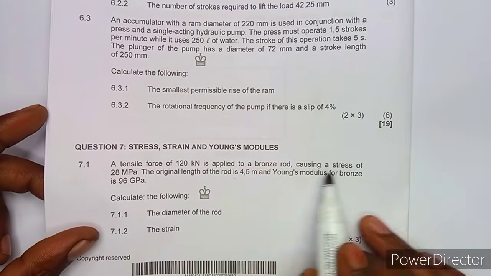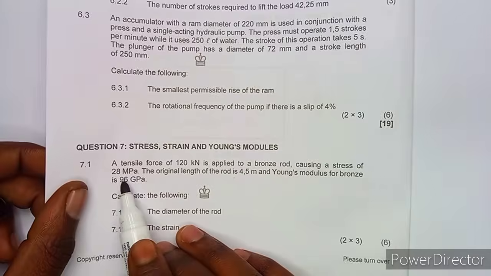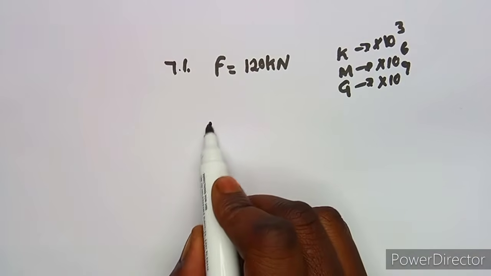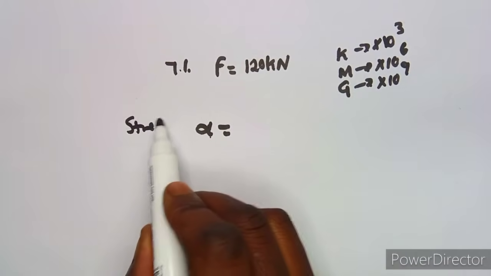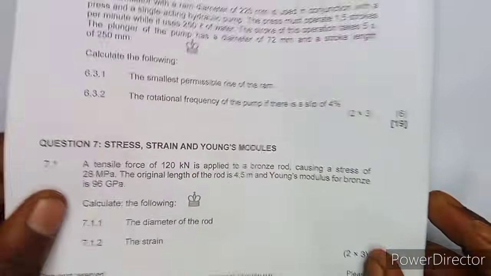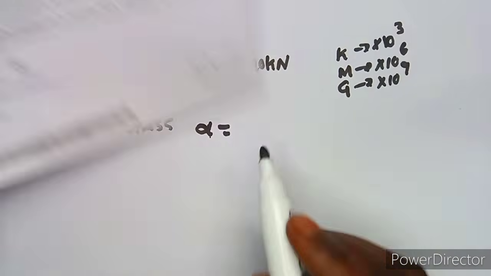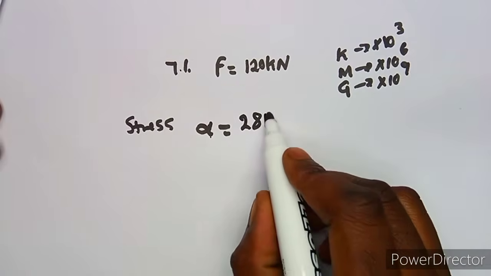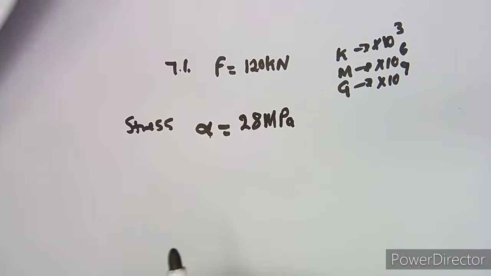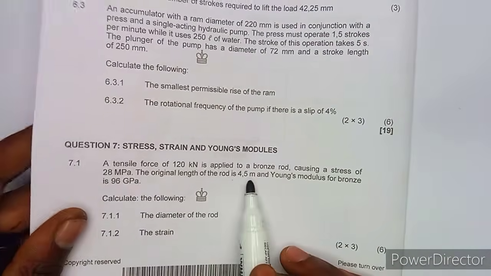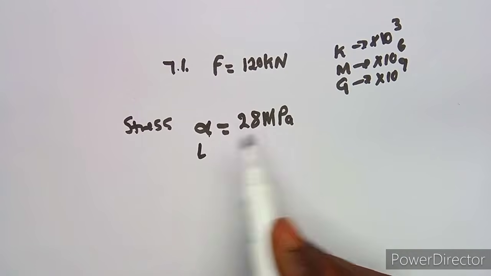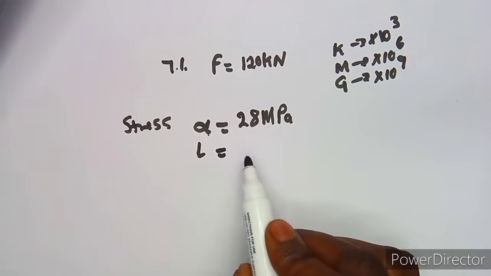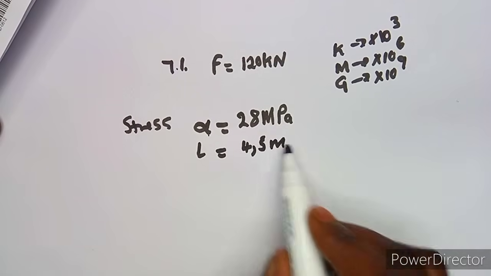Now we are given that it is causing a stress of, so we are given the stress in this case. Remember the symbol for stress is this one. That's your stress, which is equal to 28 megapascals. Just list your information, okay? Then the original length of the rod is 4.5 meters. We are given the original length. You can write it as L0 or you can just write it as L like that. Just leave it, which is 4.5 meters.